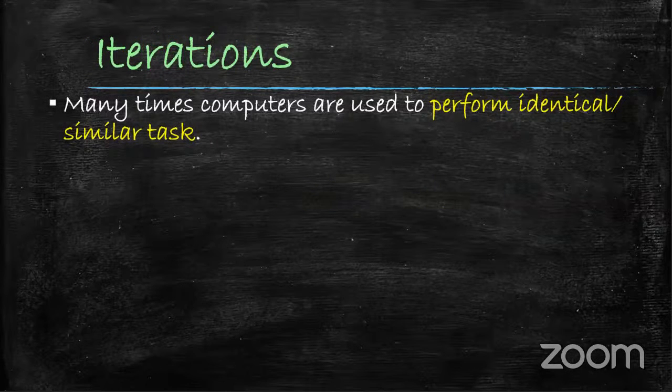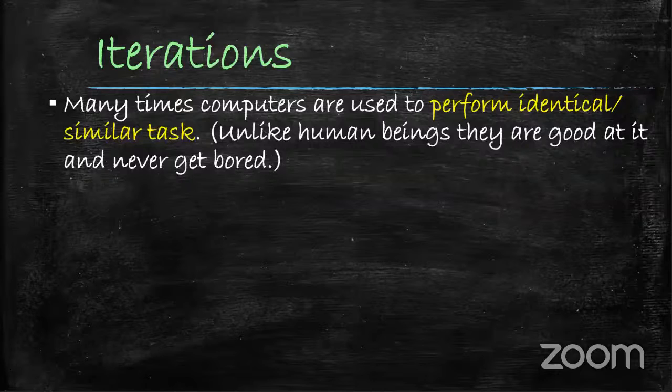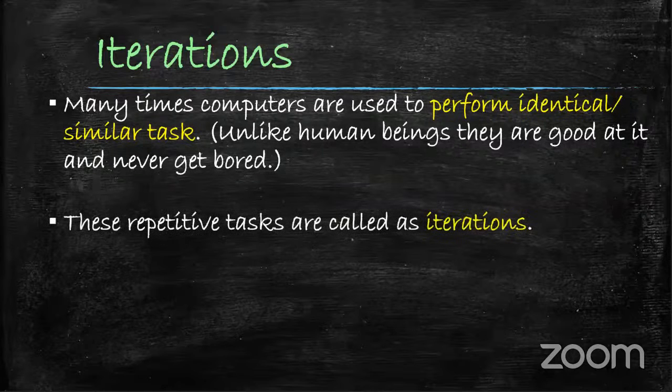So what are iterations or loops? Many times computers are used to perform identical or similar tasks in a repetitive manner. Unlike human beings, they are good at it and never get bored. If you ask the computer to repeat a particular task 10,000 times, the computer has no problem doing that. The repetitive tasks are called iterations. Each execution of this specific task that is getting repeated is called an iteration, and these repeated tasks are called iterations.